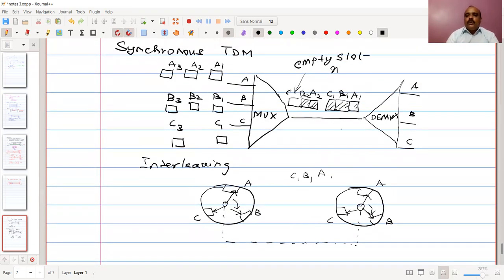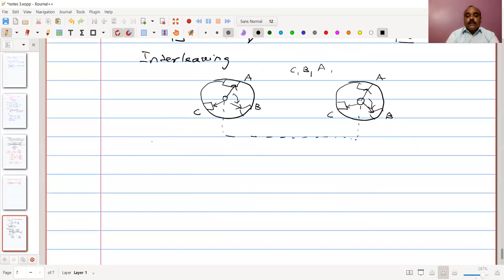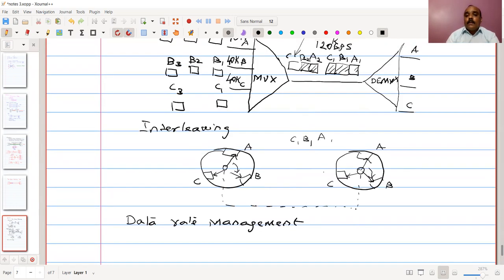See, in order for these things to work properly, the data rate coming at all these three must be equal, they must be the same. For example, if I'm having a bandwidth of 120 kbps, then we should have 40 kbps lines at the input of this MUX. Right? So then we can effectively combine. So generally, it does not appear, so we need to adapt any of the following three, what we call data rate management techniques. Right? I hope you are getting my point.